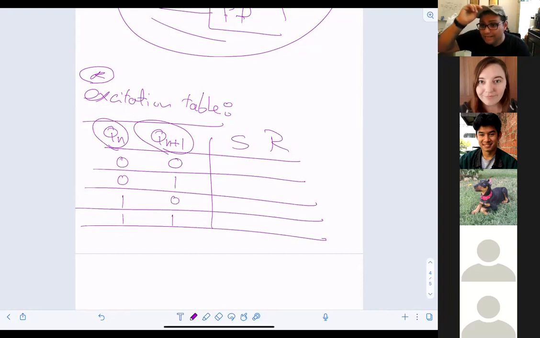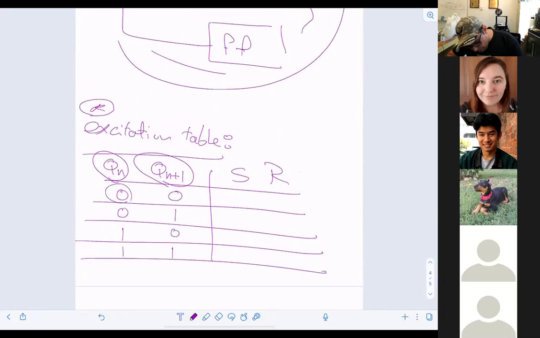Yes. Guess who will help us to get the excitation table filled? The characteristic table. Who will help us to get the excitation table filled? The characteristic table. Okay? Let's see how this will happen.